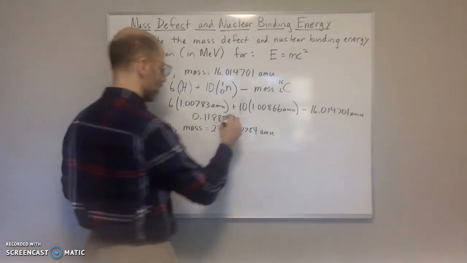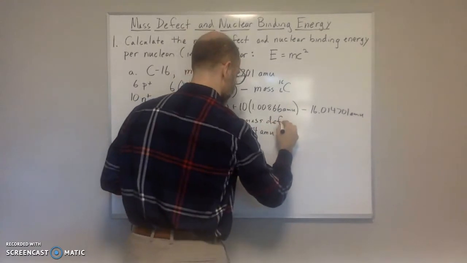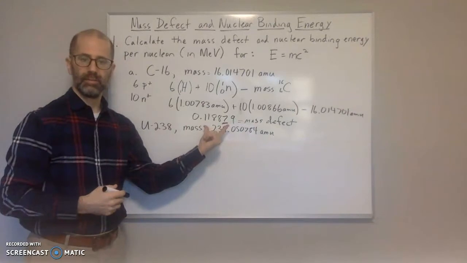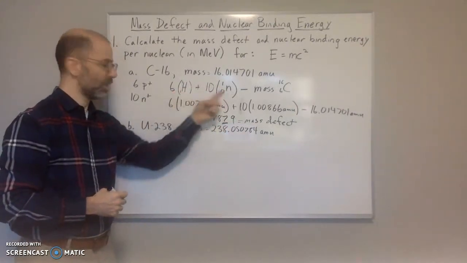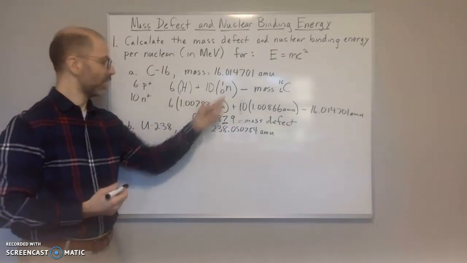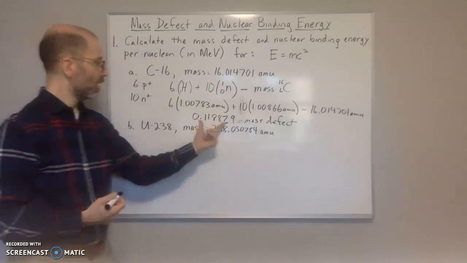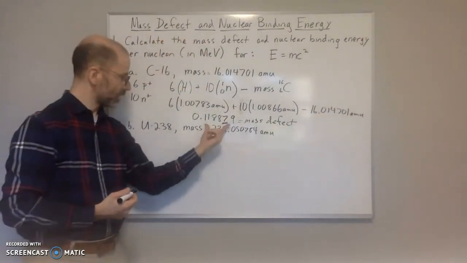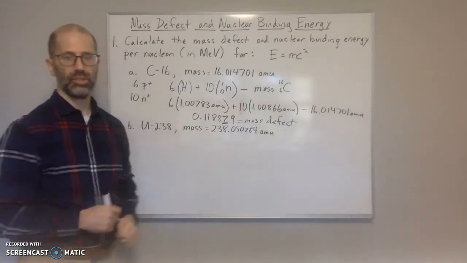So this is the mass defect. This is the amount of mass that's missing. So when we add our 6 protons and our 10 neutrons together, we should get this amount more. This is what we get. But when we put it together, from here, we're missing that amount. That's the amount of mass that was converted into binding energy.